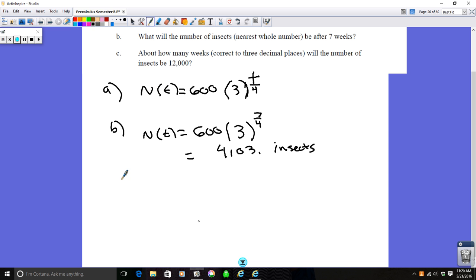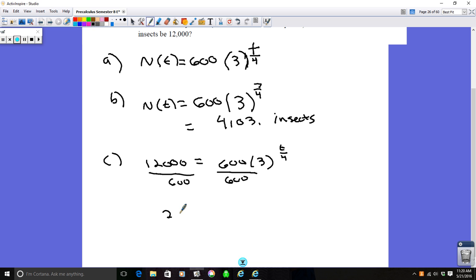How many weeks will the number of insects be 12,000? So that's n of t. So n of t is 12,000 equals 600 times 3 to the t over 4 power. So we want the exponent by itself, so we're going to divide by 600. And we get 20 equaling 3 to the power of t over 4.